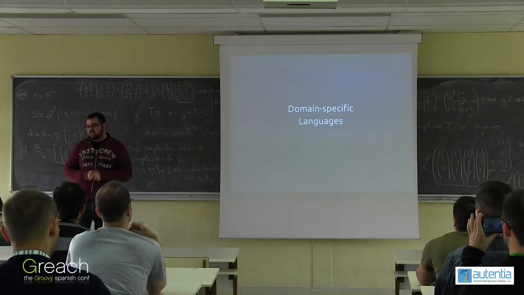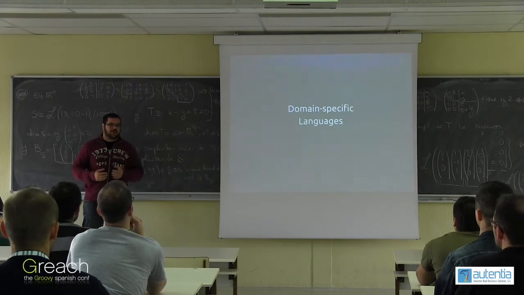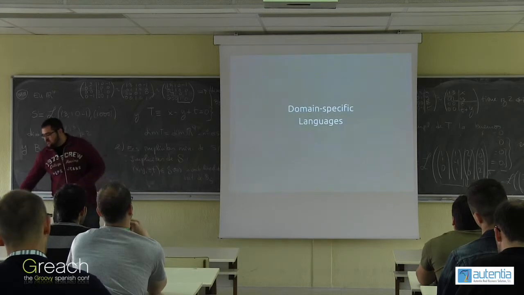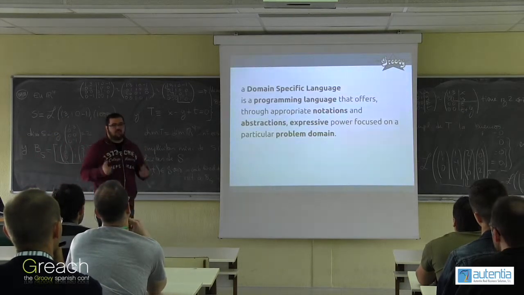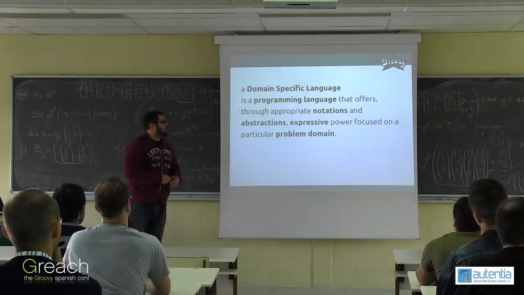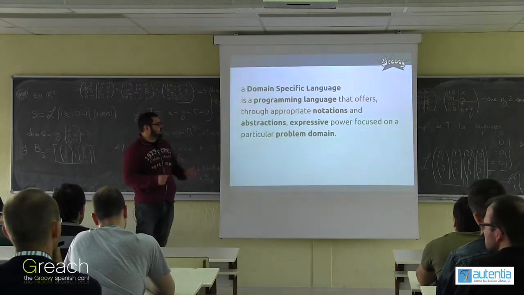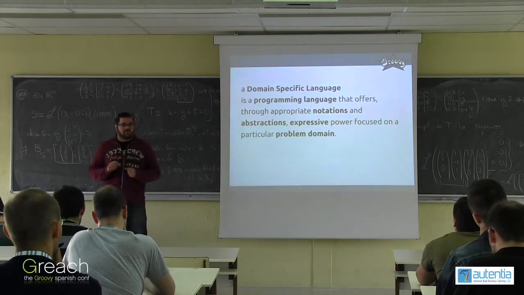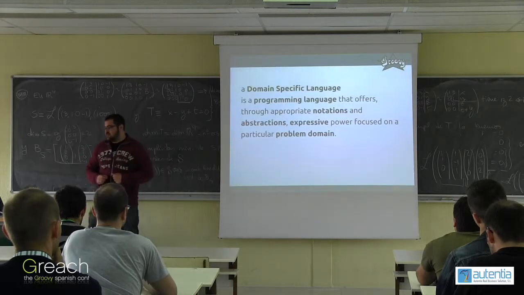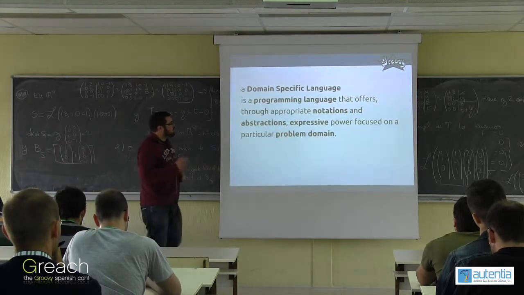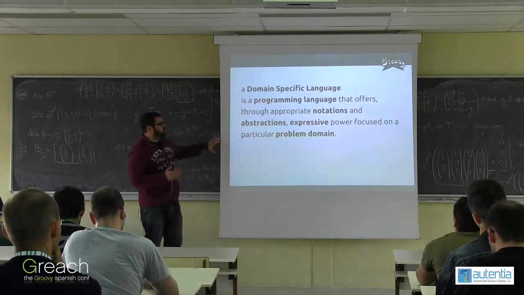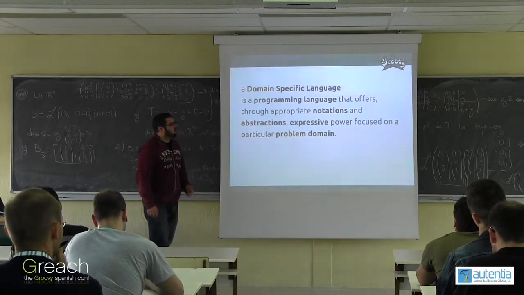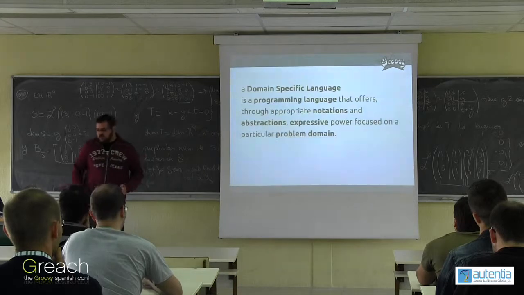Okay, but first things first. What do we understand by a domain-specific language? This is the formal definition. Well, it's a programming language that, through appropriate notation and abstraction, shows expressiveness for a particular problem domain. But this is strange, no? You should find this definition strange, because in Groovy we already have a programming language. So how is that even possible?